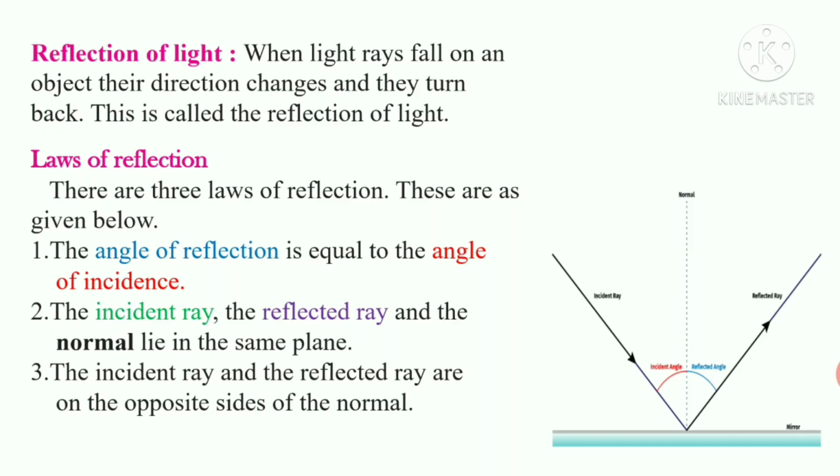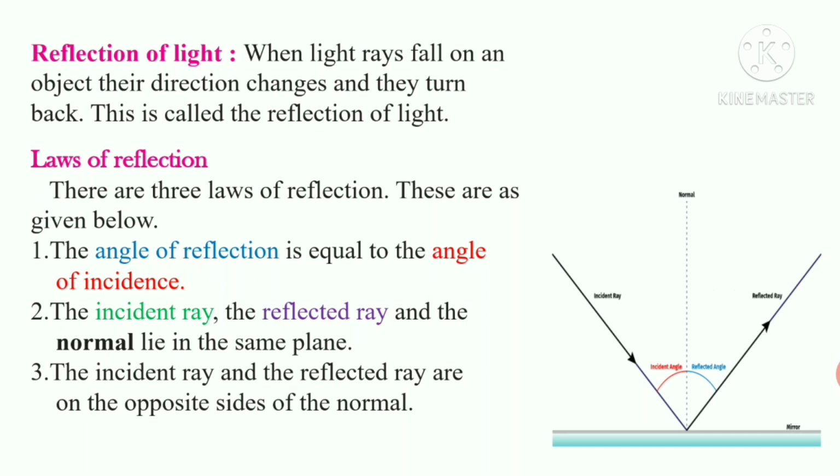You have studied reflection of light and laws of reflection in previous class. Do you remember those laws? Let's recall. First, we'll define reflection of light. When light rays fall on an object, their direction changes and they turn back. This is called the reflection of light. Laws of reflection. There are three laws of reflection. These are as given below.